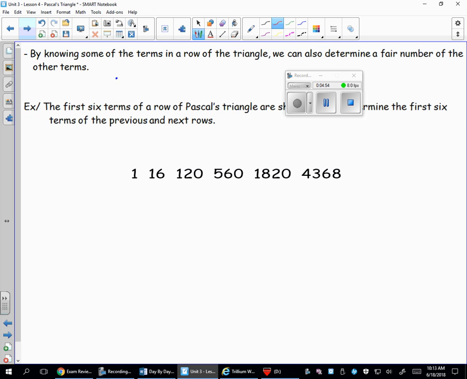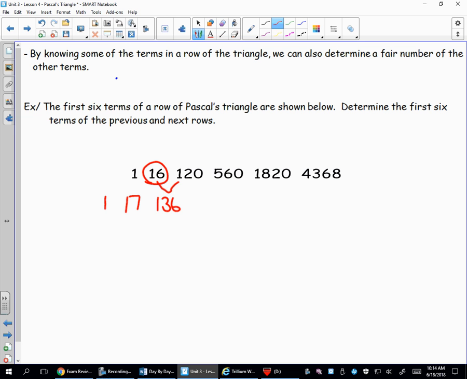Okay, so if we look at this example here, the first 6 terms of this triangle are given. We know it's row 16, right, because my 16 is my second term. Can I find the first 6 terms of the next row or the previous row? Well, of course I can find the next row pretty easily because we know you add to get to the next row. Row 17 is going to start with a 1 and then a 17. And any two numbers together will make the next 2 terms.